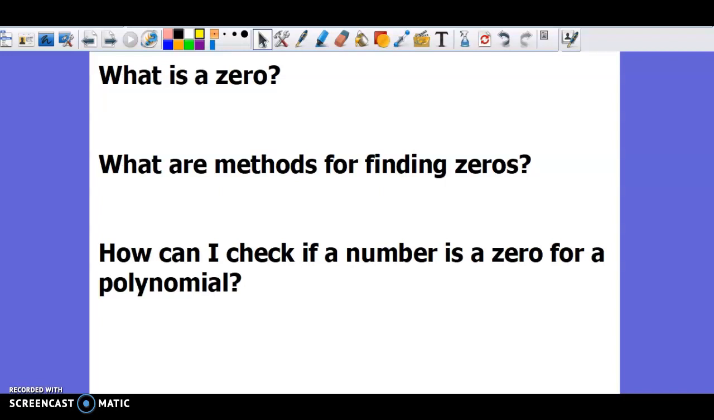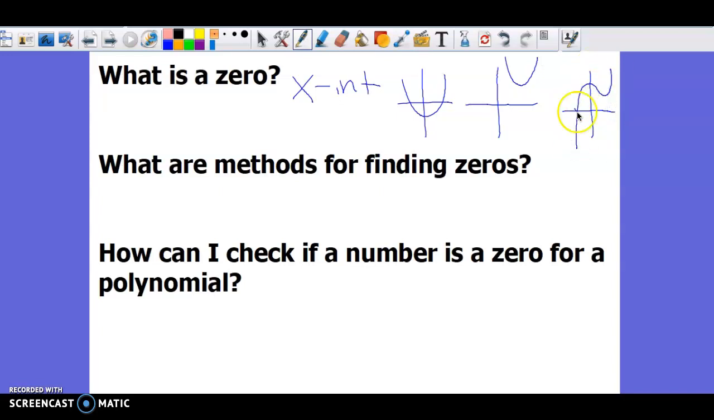So first of all, what is a zero? A zero is an x-intercept. That's where it's going to cross through the x-axis. That's if it's real. Now, if it's imaginary, those solutions aren't going to touch the x-axis. Or if you have something that's cubic like this, that can mean that you have real and imaginary solutions.